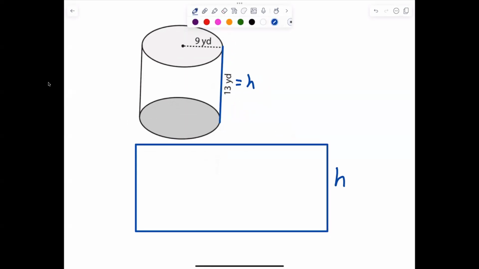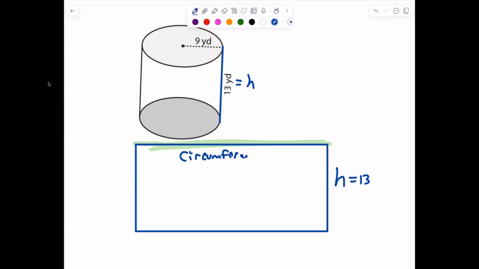Hold up a second. This distance right here is what I was trying to talk to you about. This distance right here is the what? That is the circumference when it's unrolled. That's exactly correct. This right here is the circumference.